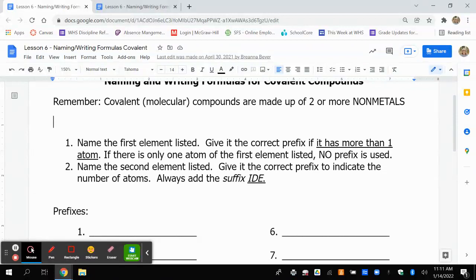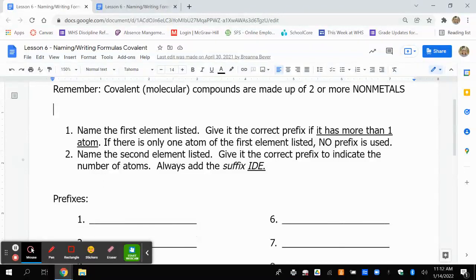The rules for naming are: we name the first element listed, and we give it the correct prefix if it has more than one atom. So the number of atoms determines which prefix it gets. If there is only one atom, we do not use a prefix for the first element only. For the second element listed, we give it the prefix that indicates the number of atoms. If there's one, we do include a prefix for the second element. And then we change the ending of the word to IDE.